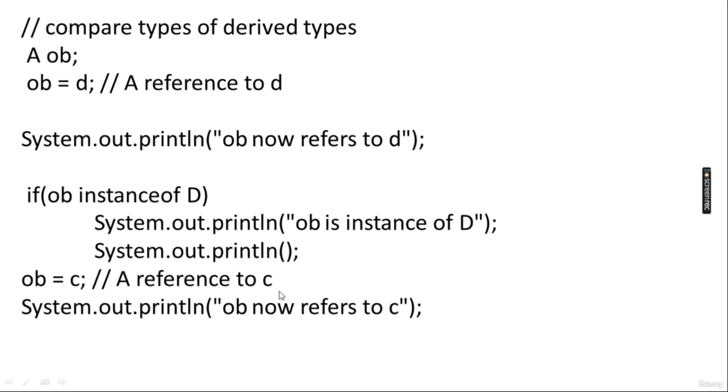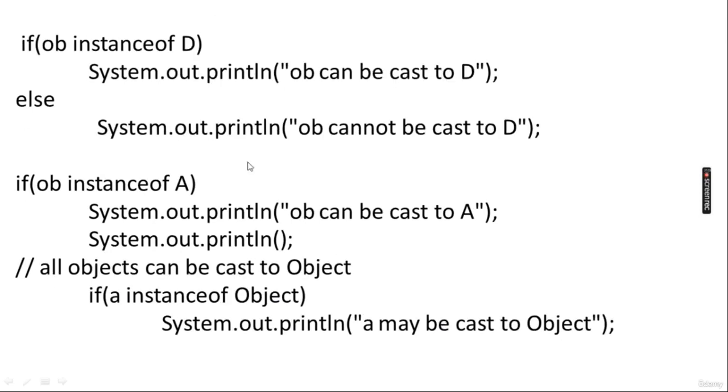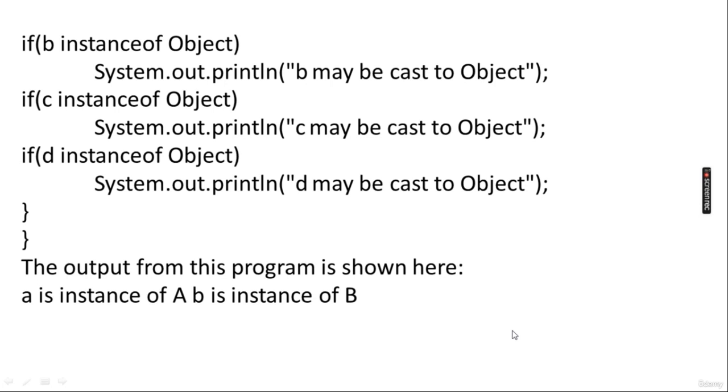Then ob is equal to c, a reference to C. ob now refers to C. Then if ob instanceof D, "ob can be cast to D", otherwise "ob cannot be cast to D". Now if ob is an instance of A, it will print "ob can be cast to A", otherwise it will not be cast to A. Now a instanceof Object: all objects can be cast to Object, that is the main class. So a may be cast to Object, b may be, c may be, and d may be cast to Object.